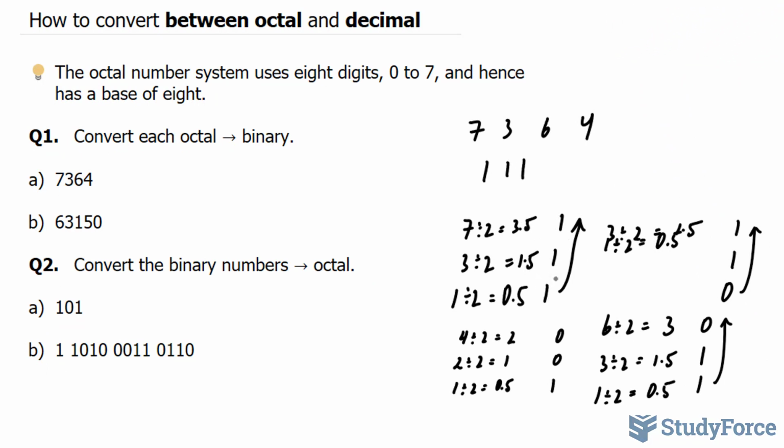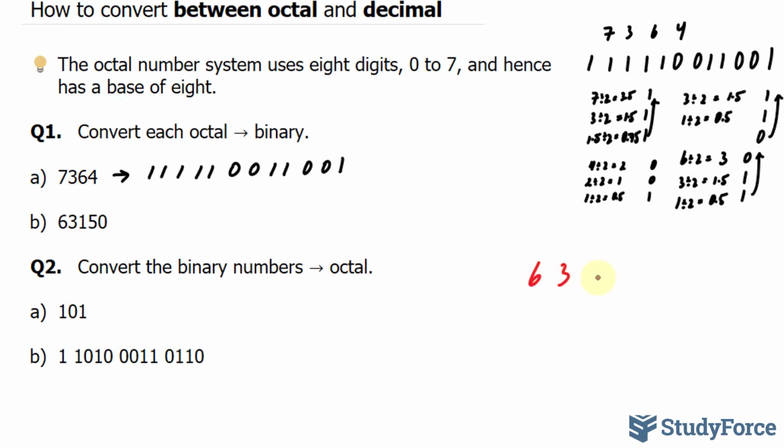This set first, then this set: 100, 011, 110, 111. In the next question, we have 63,150 as the octal number. Starting with the 0, that simply translates to 000.